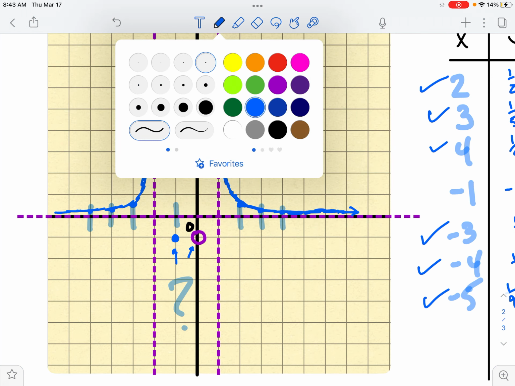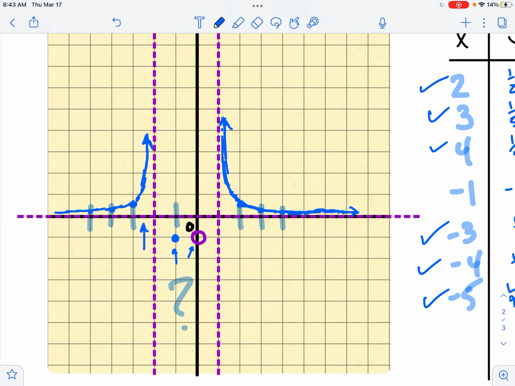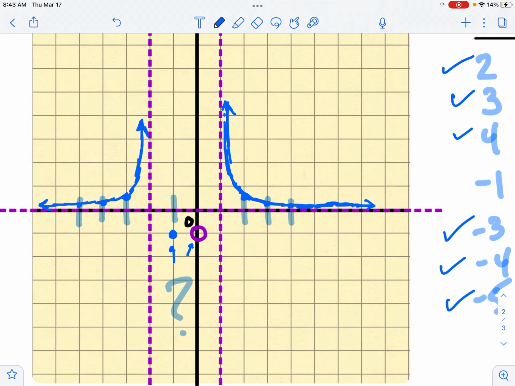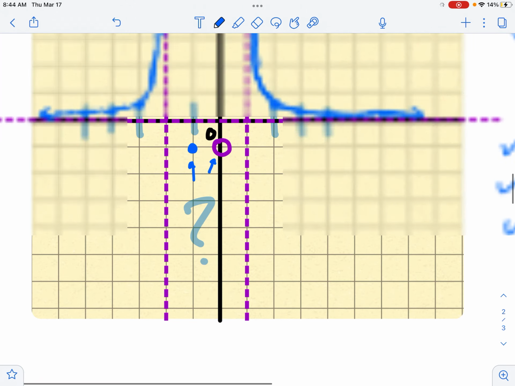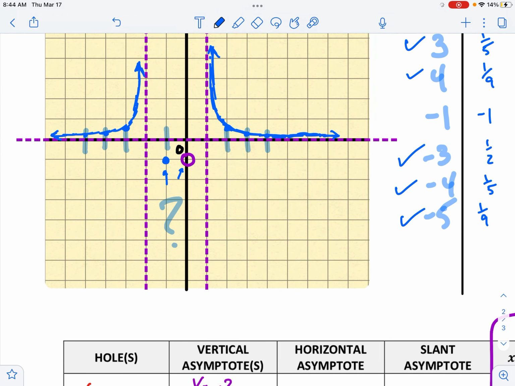Could I double check that with an additional point here, which is at -2.5? Absolutely. But with the asymptotes, with the symmetry, I have a feeling that I'm pretty good. Brings me back to that question mark in the middle.